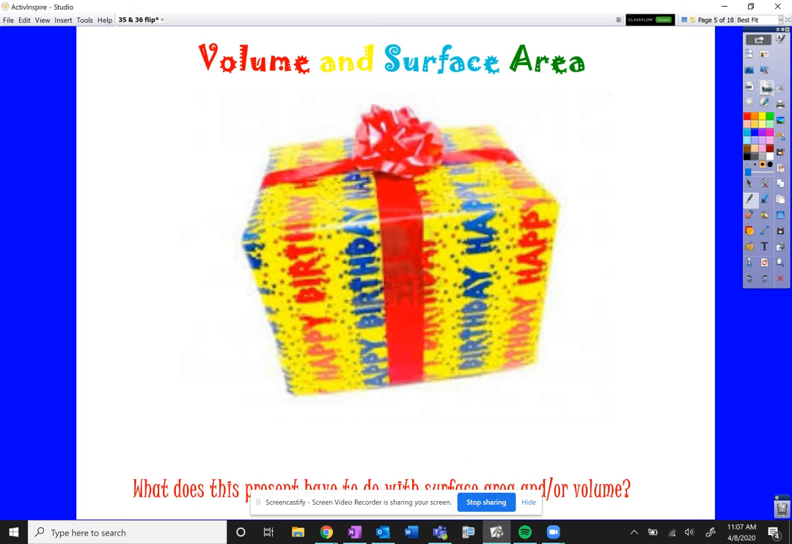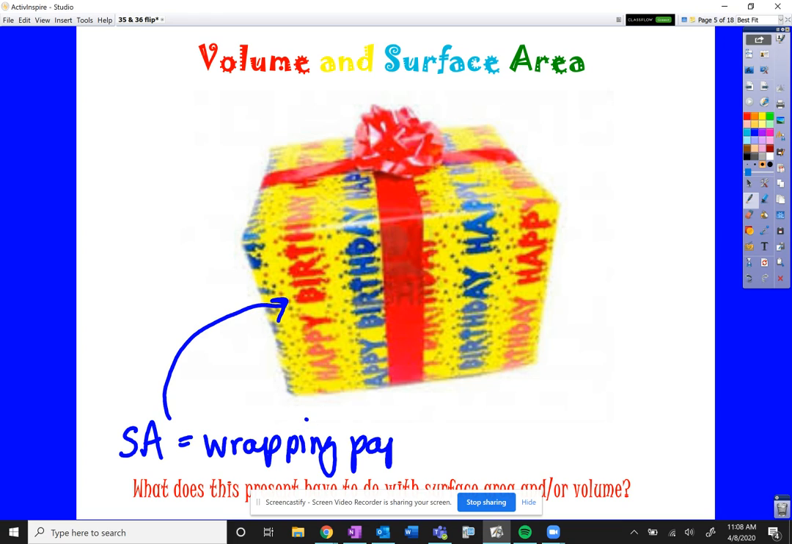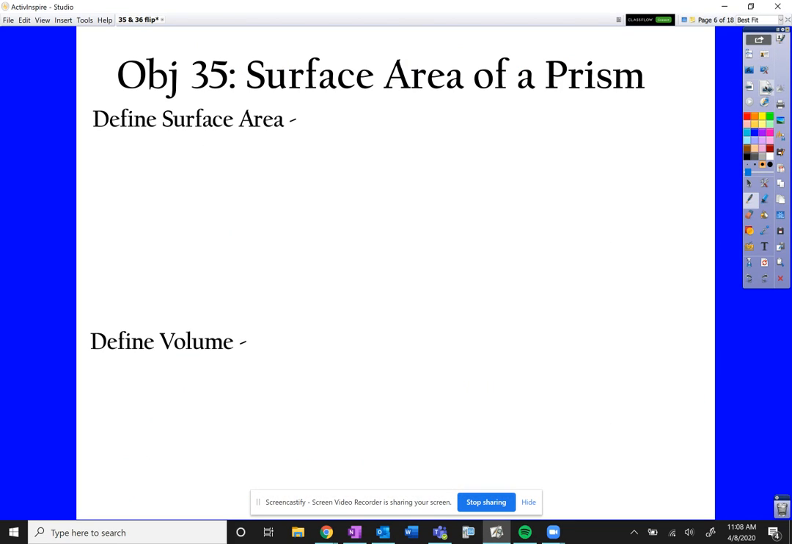Okay, so volume and surface area. And what I want you to think about is that surface area, we're going to call it SA. Surface area has to do with the wrapping paper, and volume has to do with what is inside. So surface area has to do with the wrapping paper, and volume is what you can fit on the inside. All right, so let's kind of move on here with surface area. So let's define surface area.